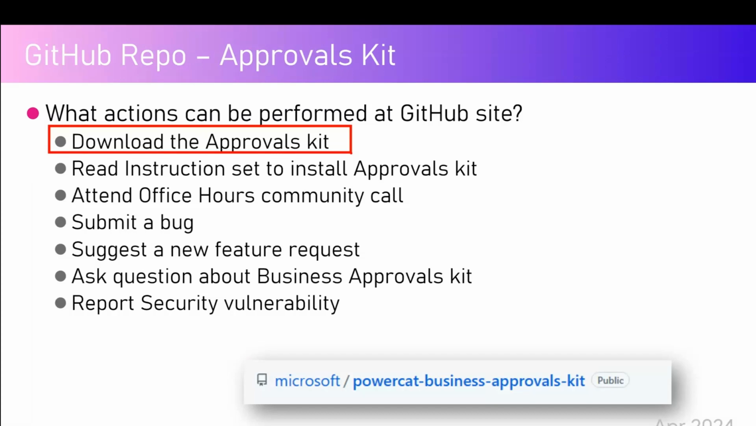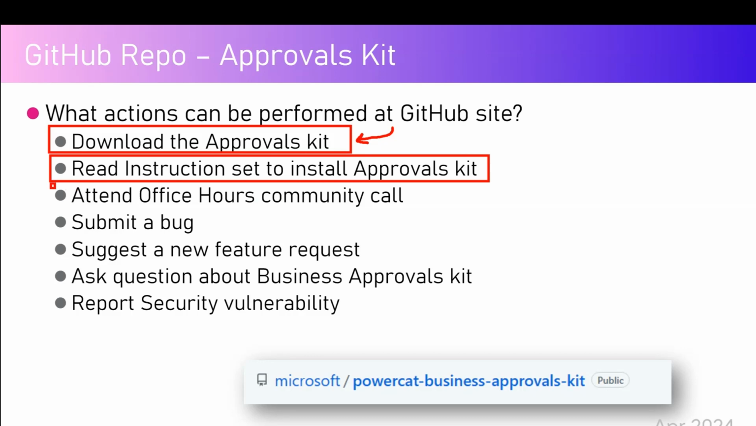The team releases a version every month, so we have seen various versions released in the last 3 months, the latest being April 2024, and future versions will be uploaded over there. So you can download the approvals kit from the GitHub site. You can also read instructions to set up and install the approvals kit. Some information is available within that GitHub site, and you will also find more information on the Learn site as well.